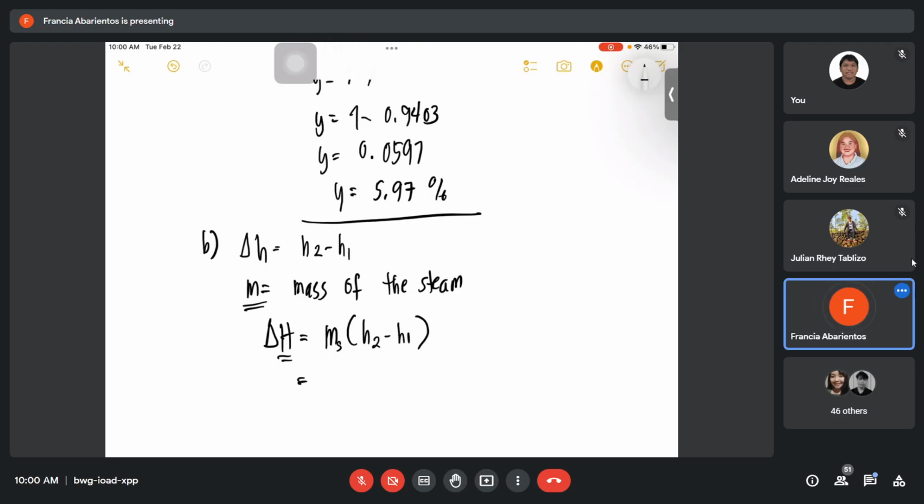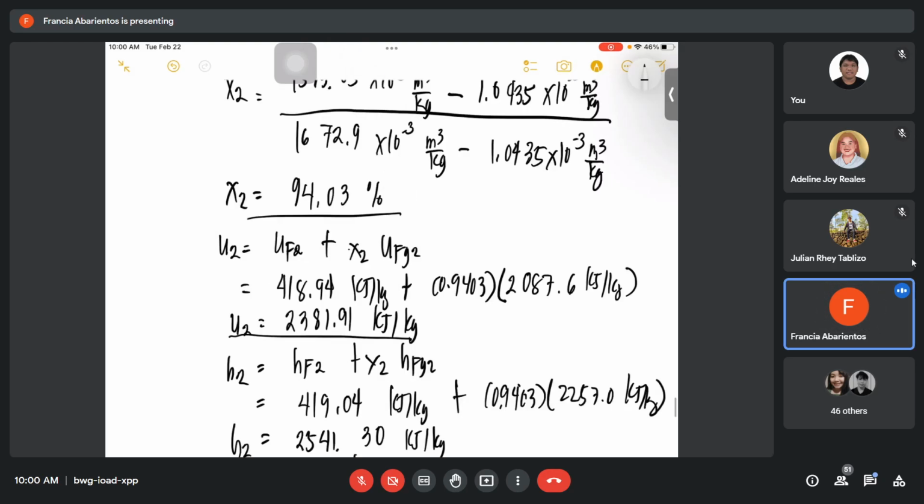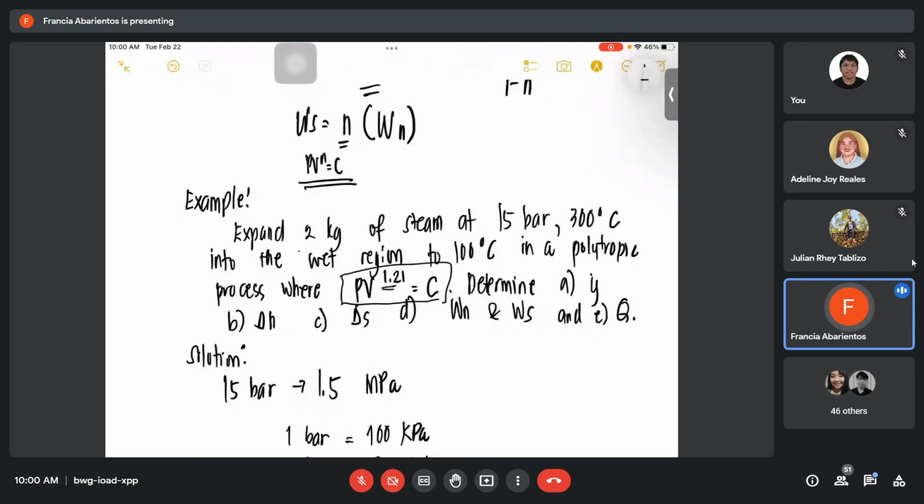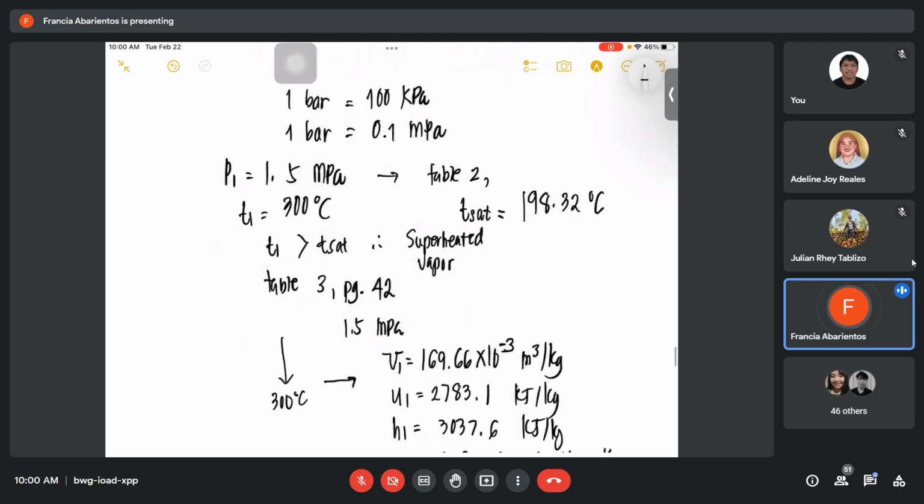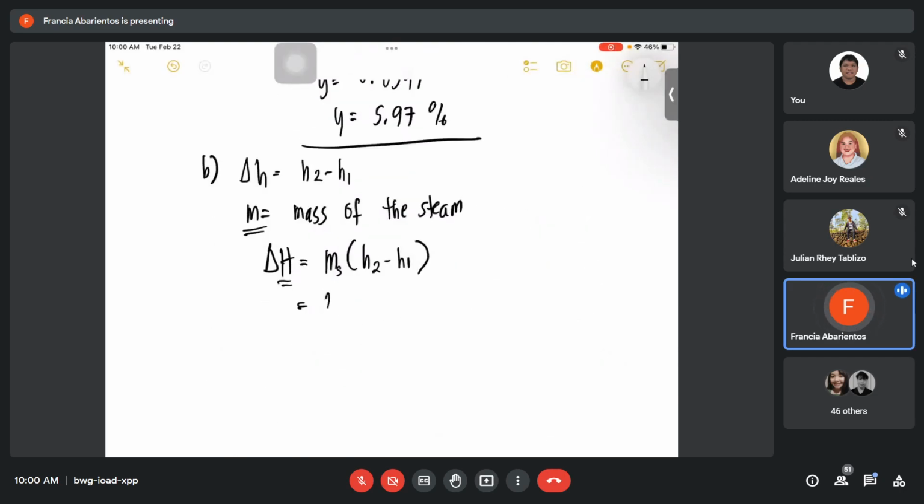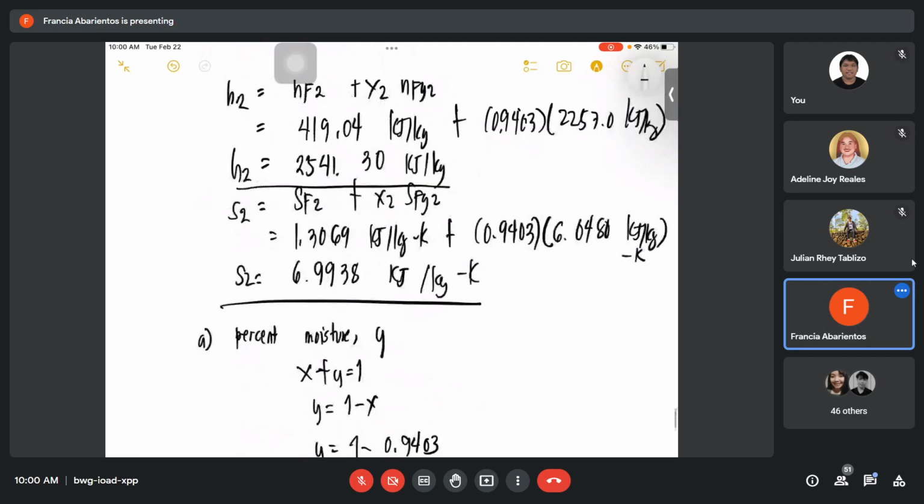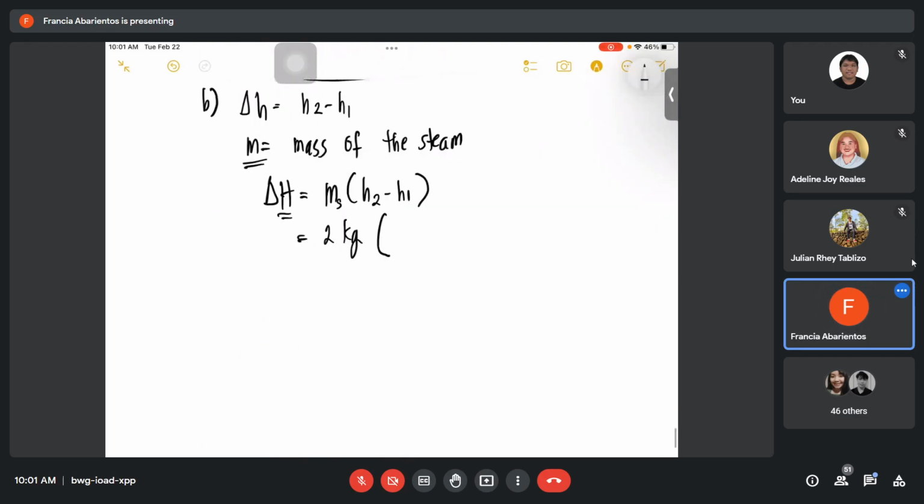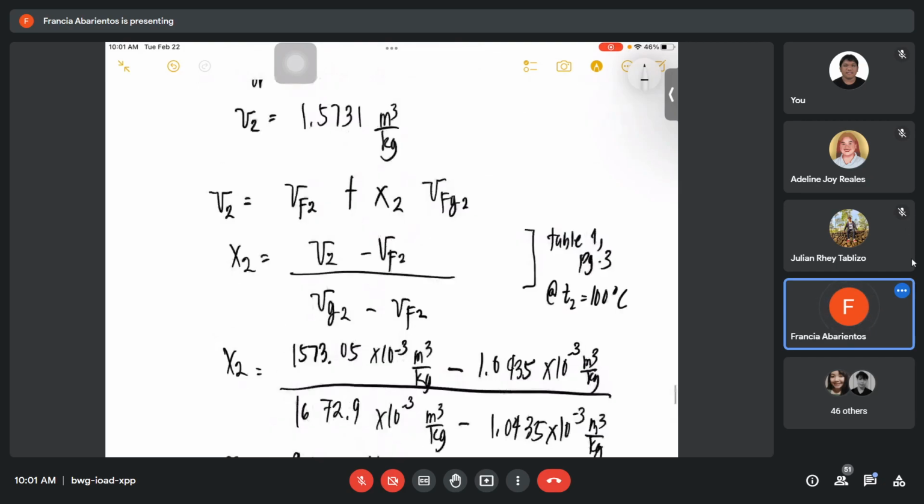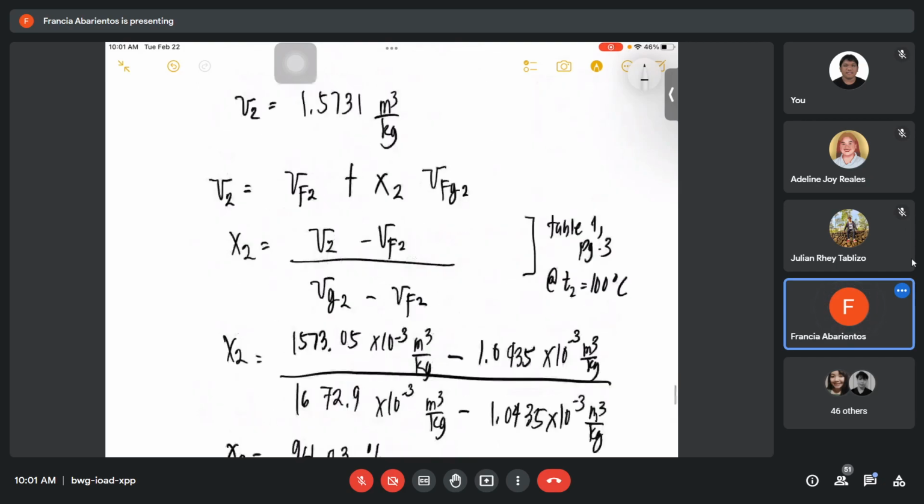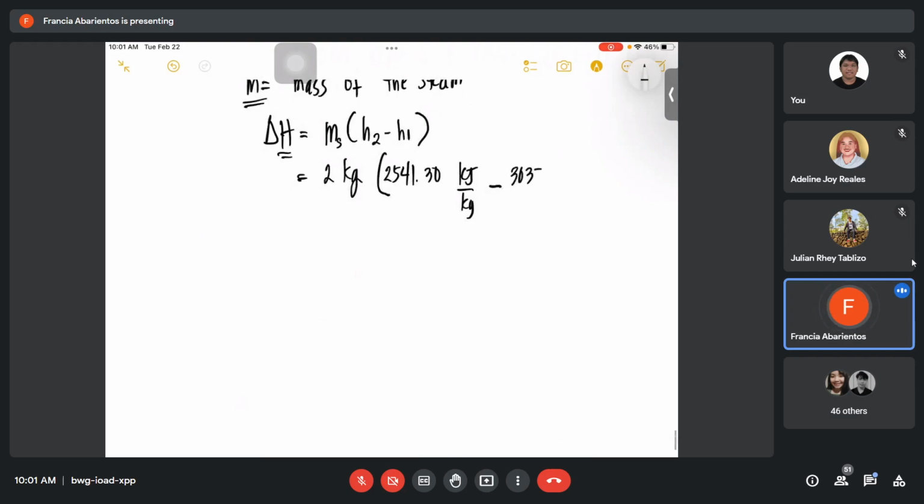What is the mass of steam? Ayan. Expand 2 kilogram of steam. 2 kilogram of steam. So, finding the enthalpy, we have 2 kilogram times H2. Yung H2 natin, 2541.3 minus the H1. H1, layo natin. Ayan. 3037.6. 3037.6. So, what is now the enthalpy?